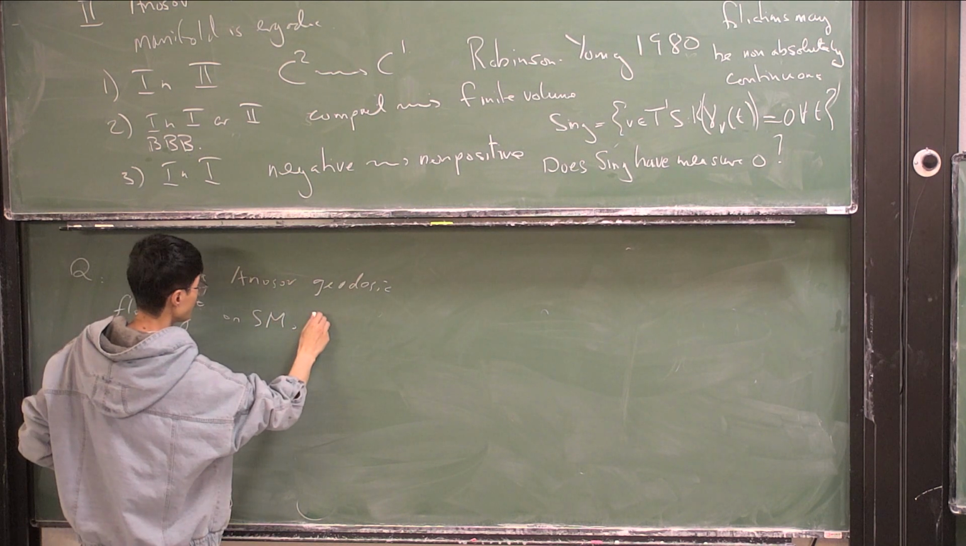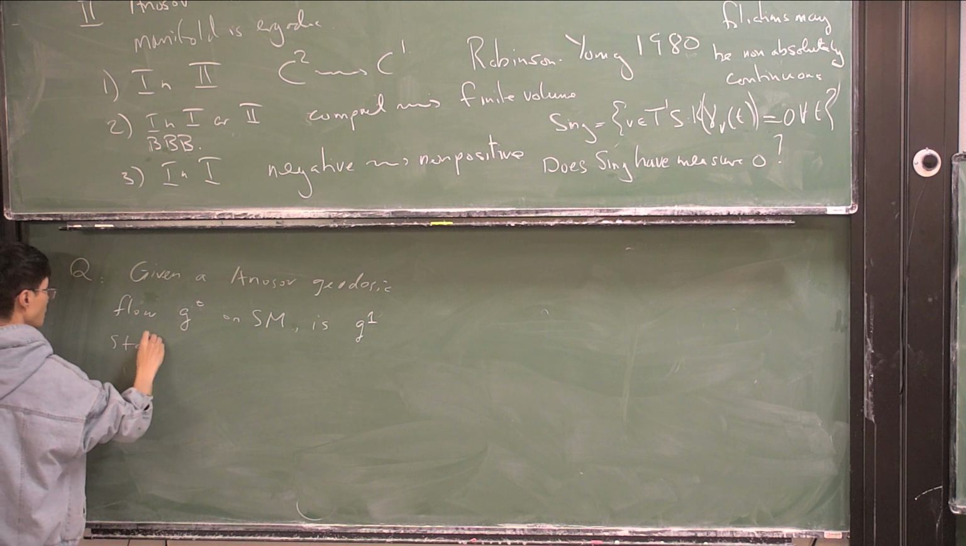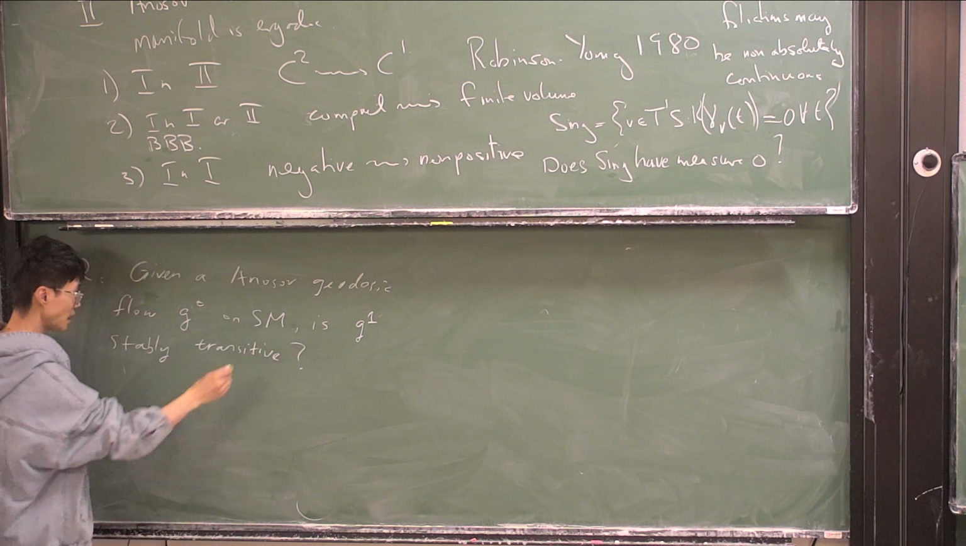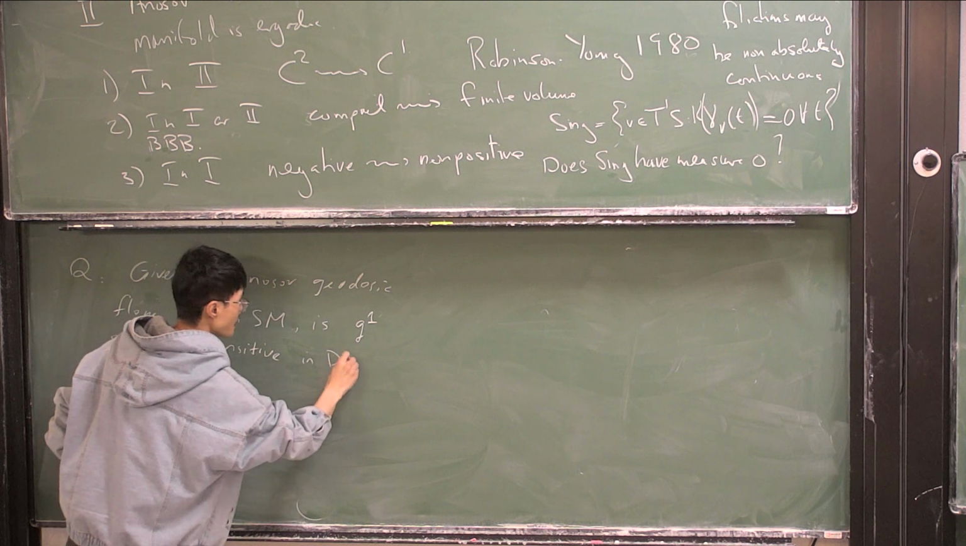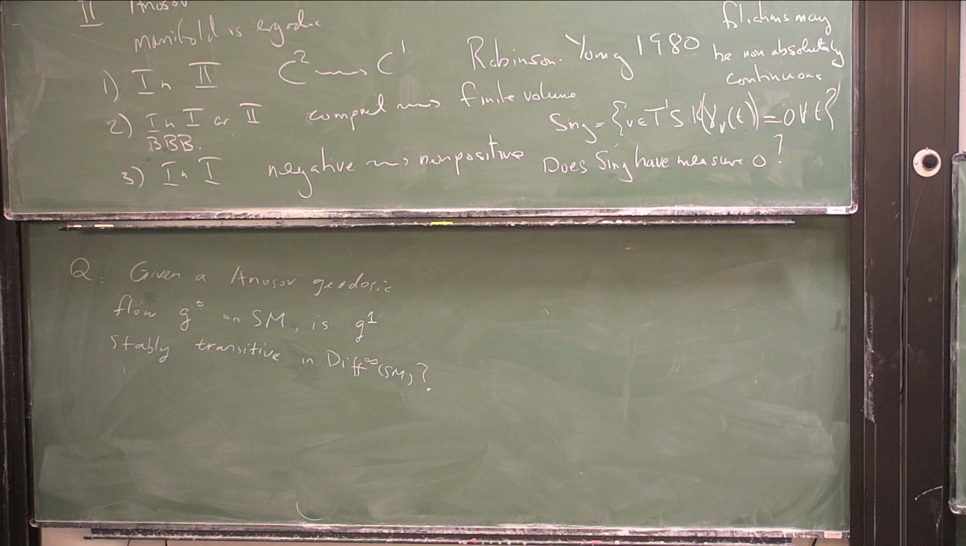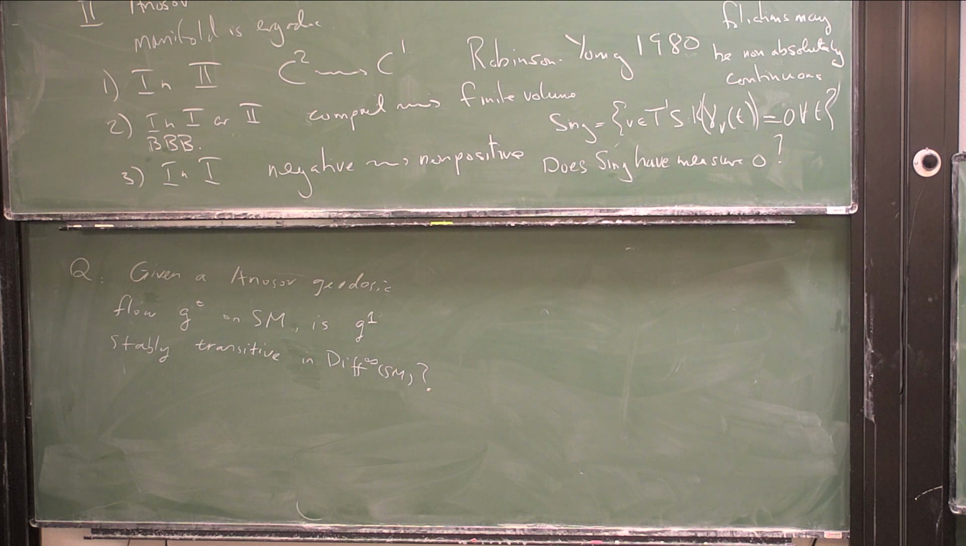the question is, is G1 stably transitive in the diffeomorphism group? This stably transitive means that even after perturbation, you can find a dense orbit for the map. So see, this is a map. This is not a flow. This question is still open, and you can find it, for instance, in Emmy Wilkinson's ICM report.